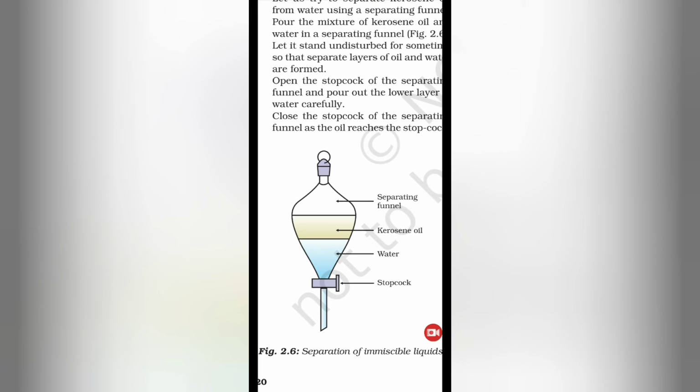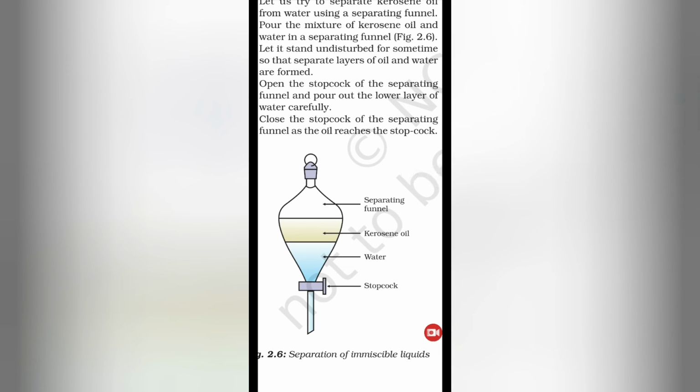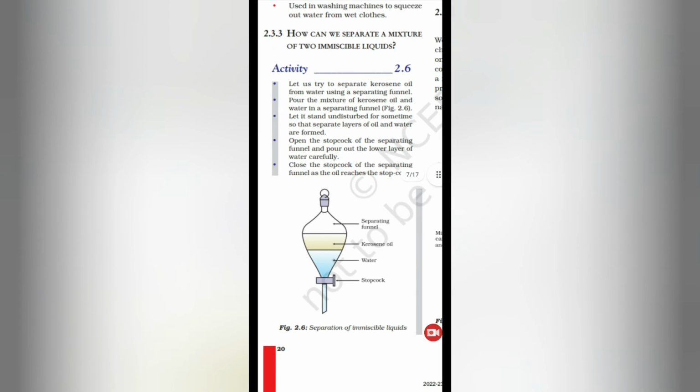Then after the two immiscible liquids have separated into two different layers, you are going to open the stop cock until the water level is empty and it reaches the kerosene oil here. So until the oil reaches the stop cock, you are going to keep it open, and you are going to close it once the water is completely emptied. So you can get kerosene oil and there is no water in the funnel. So this is the separating funnel method.